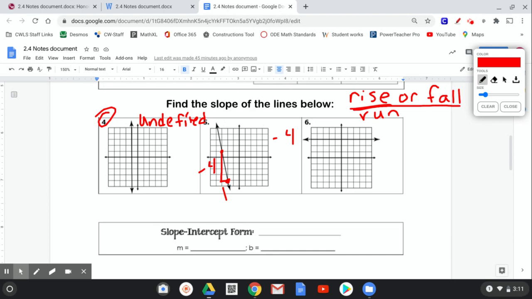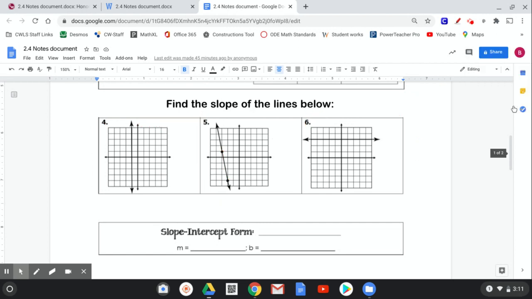Now, number 6, if you look at number 6 here, that is a horizontal line. The slope of that one, so I'm just going to put M as our slope, is going to be 0. Okay, any horizontal line, the slope is just 0, because what we're saying is we didn't rise or fall at all. All right? So just be aware of that.